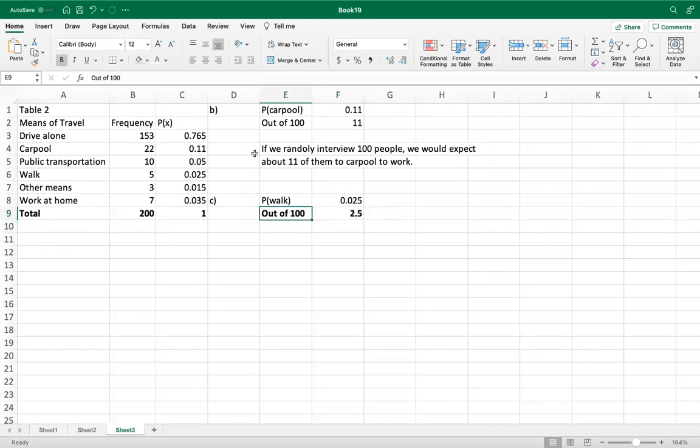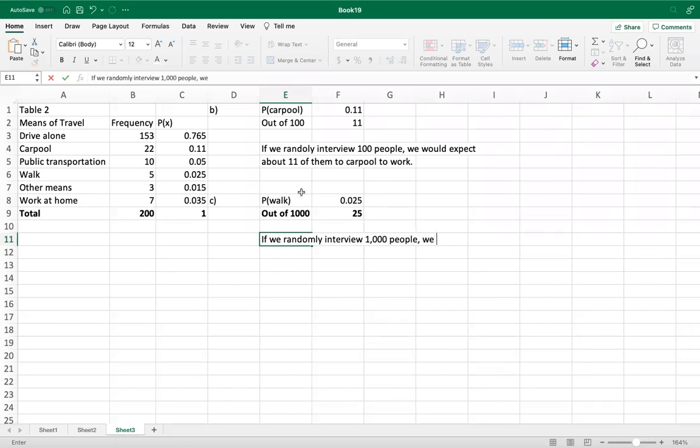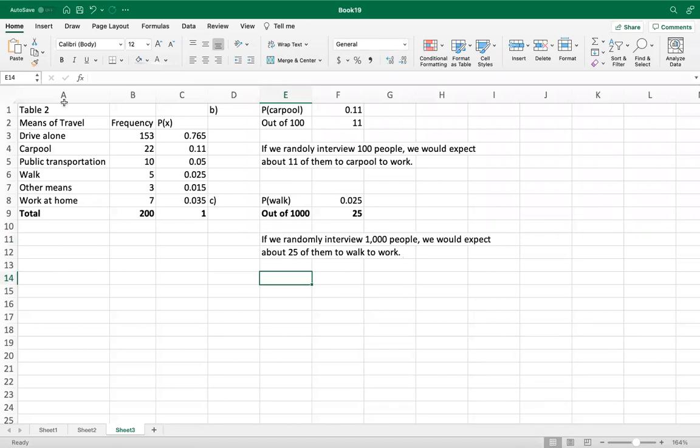So what the book actually did is instead of 100, they said 1,000. And that would be 25 out of 1,000. So now kind of mocking or copying what we did up here. If we randomly interview 1,000 people, we would expect about 25 of them to walk to work. And there we go. So this here would be the answer to part A, to part B, and to part C.